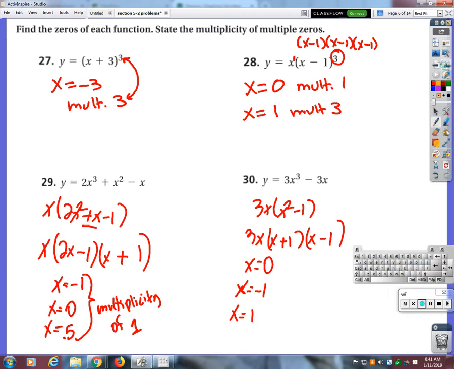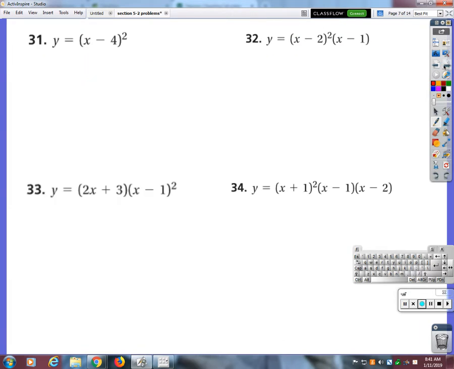Okay. All right, so you guys were supposed to go to problem 34. Okay, these are all factored for you, so it should take you about 3 minutes to finish all of those if you have not already. So I'm going to give you 3 minutes to work on those, and then we'll move on from there.